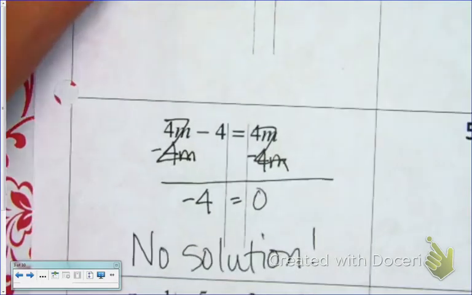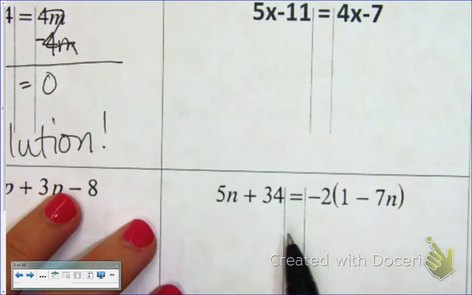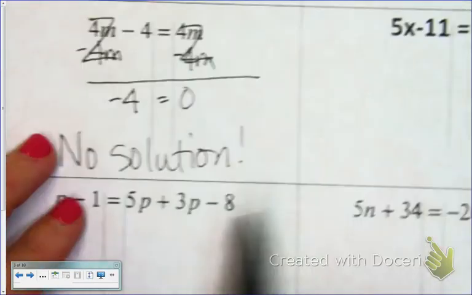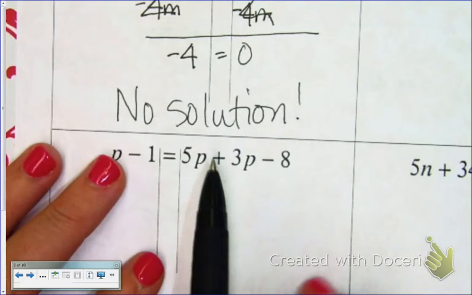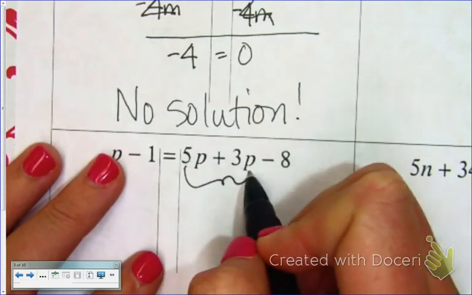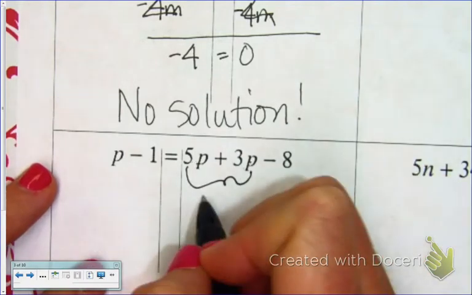Okay. Similarly, on some of these other problems over here, for example, we have this problem. You're going to have to distribute over there. If you look at this problem, if you notice, I have a 5p here and a 3p here. We can combine our like terms. So 5p plus 3p gives me 8p.